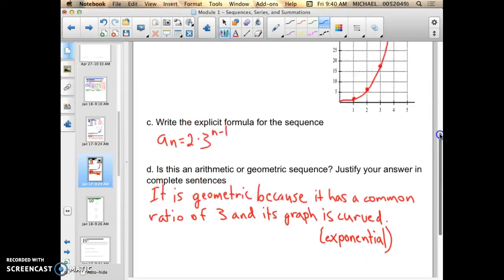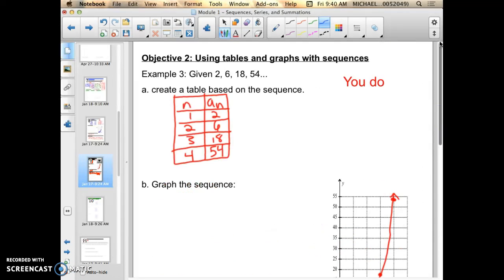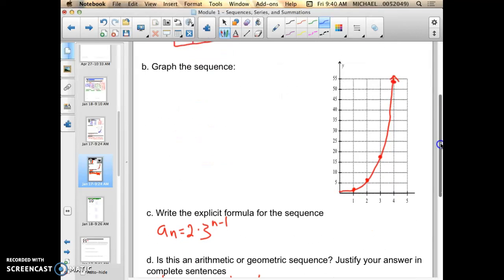At this point, you should have tried this one on your own. Here's part A. I have created a table with my inputs 1, 2, 3, 4, and my outputs 2, 6, 18, 54. And then I have graphed the sequence right here. So you should notice right off the bat that this is a curved line. And so this is geometric.